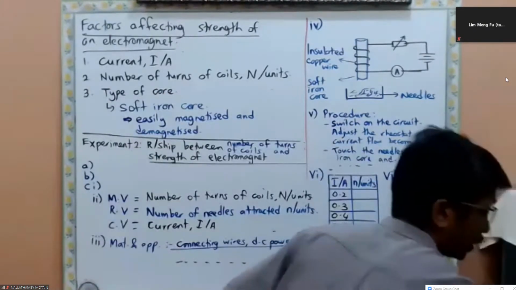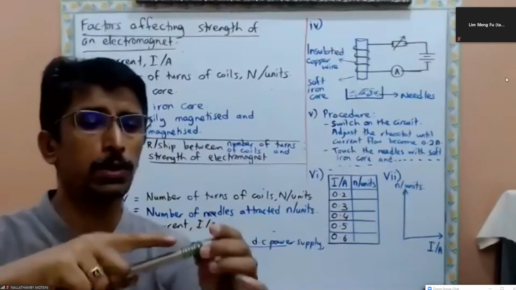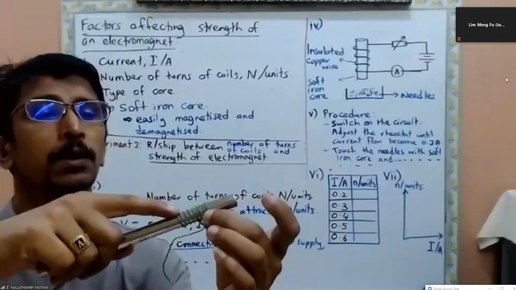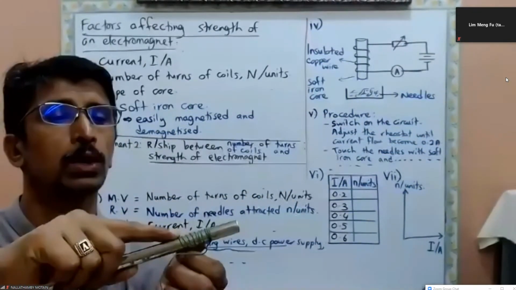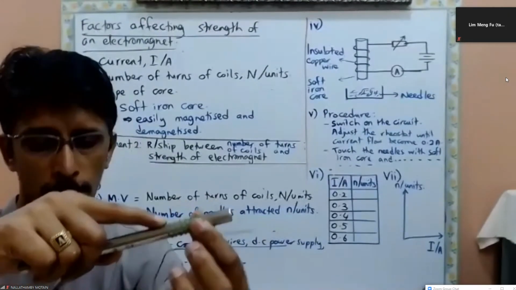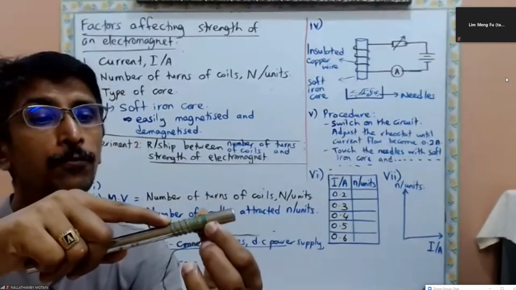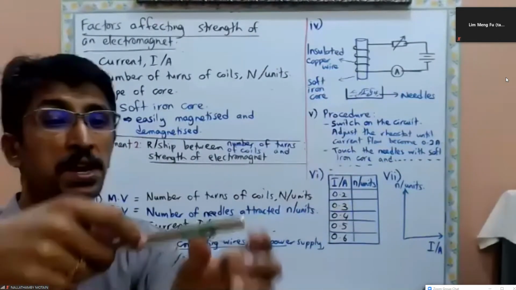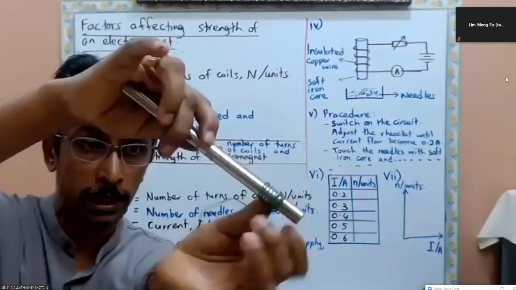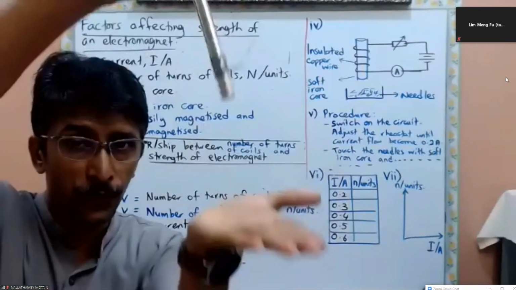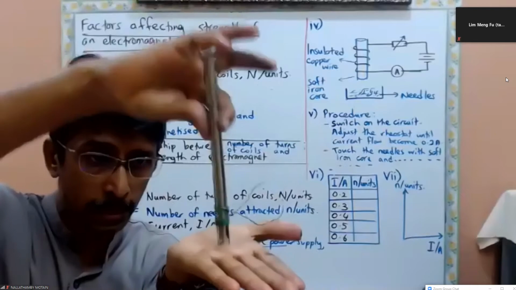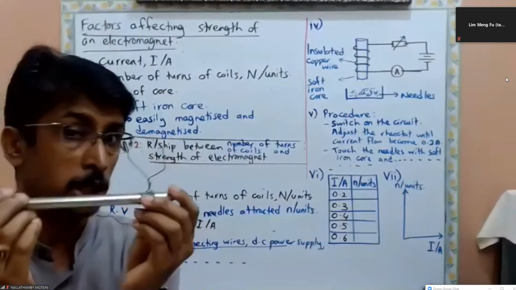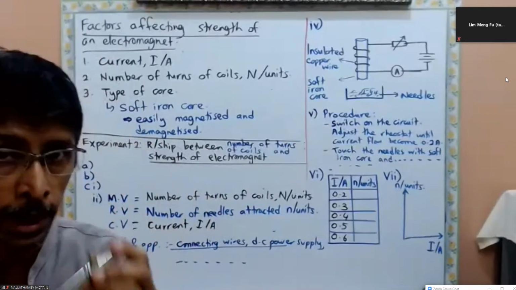Here you can see I wind about 10 turns only. You can count, 2, 4, 6, 8, 10 turns. If I go for 20 turns, 30, 40 and 50 turns of coils over here on the solenoid, then after you let the current flow and touch the needles, you can see it will attract more needles. It shows it becomes a stronger electromagnet.